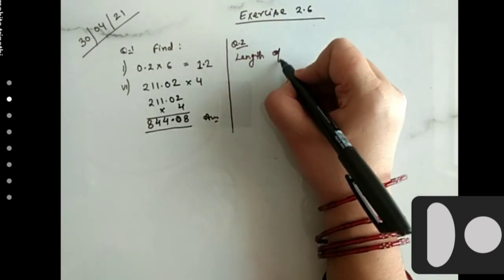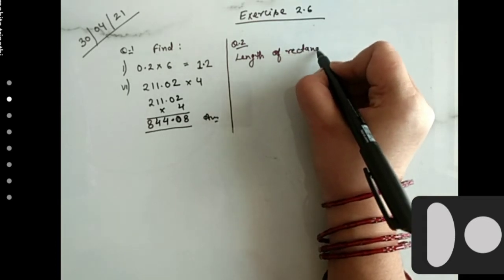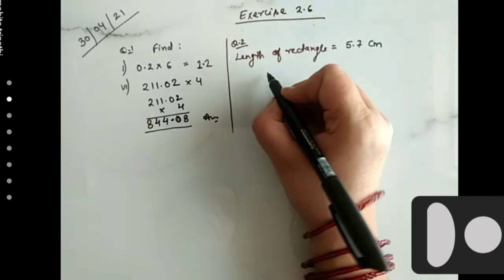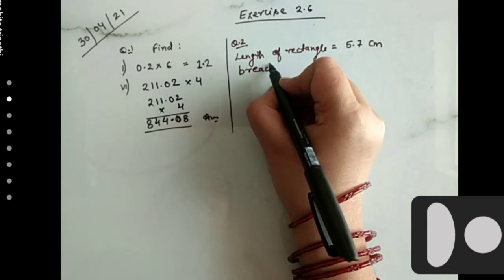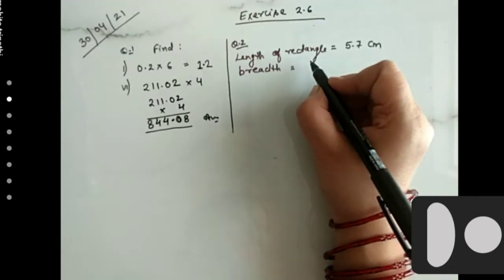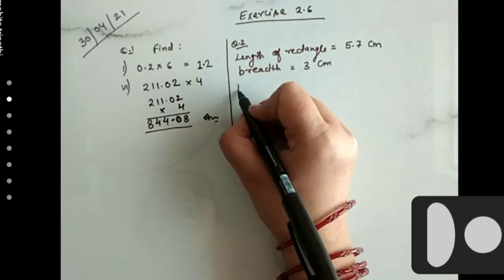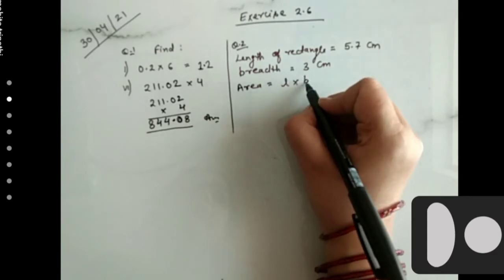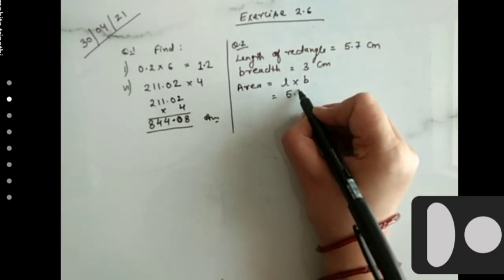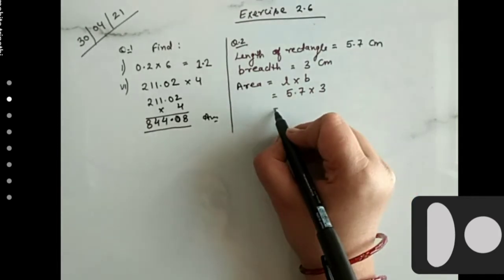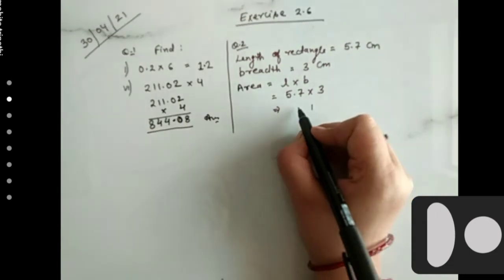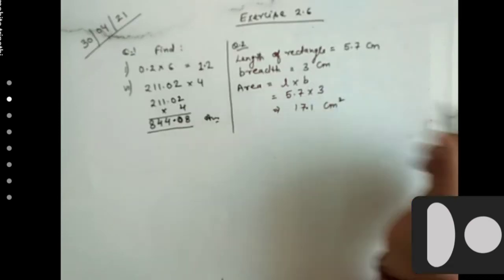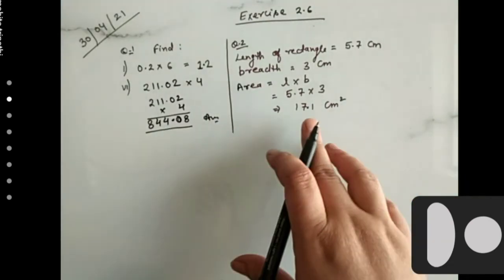Just see what the length is. The length of the rectangle is 5.7 centimeter and the breadth is 3 centimeter. Now for finding the area, you should know the area of a rectangle is L into B. So you will multiply 5.7 and 3. So 3 sevens are 21, 3 fives are 15, 16 and 17. And after one place, you will put the decimal sign.